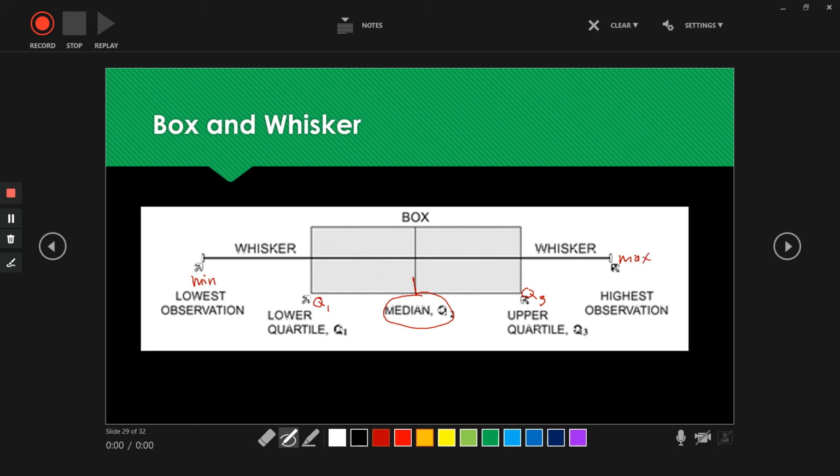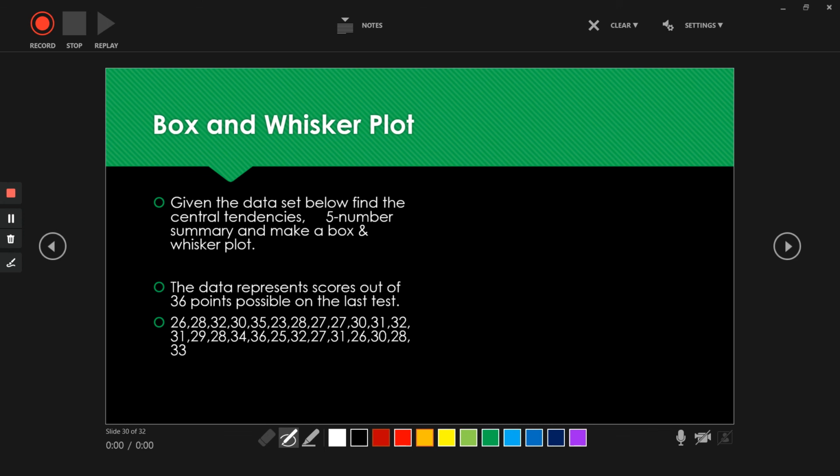So the box and whisker is cool because it can show you how the data is distributed, right? If you have most of it near the top, or most of it near the bottom, or if it's pretty equal, it's actually really neat. Okay, so let's try this.